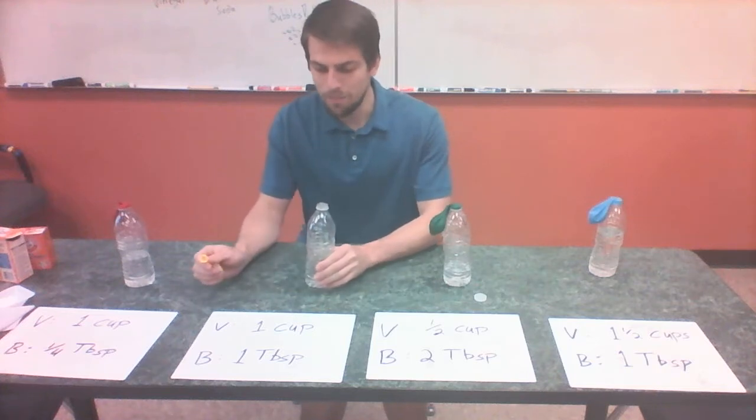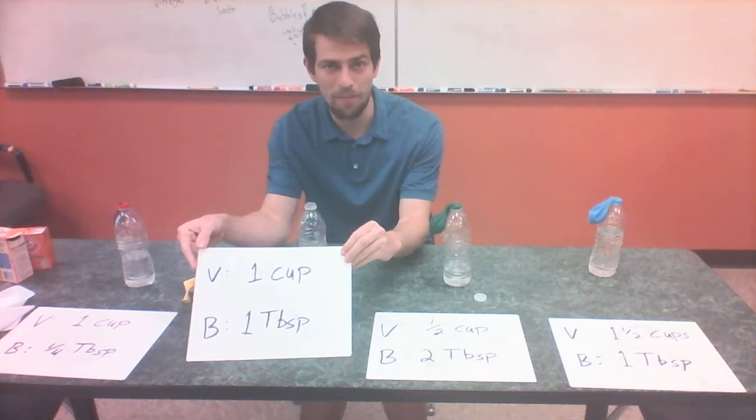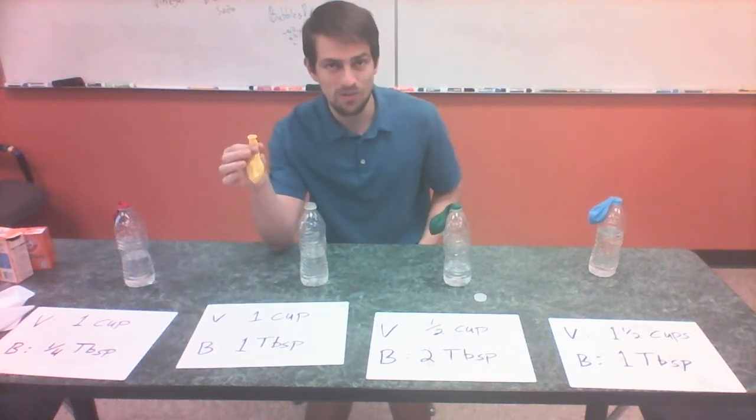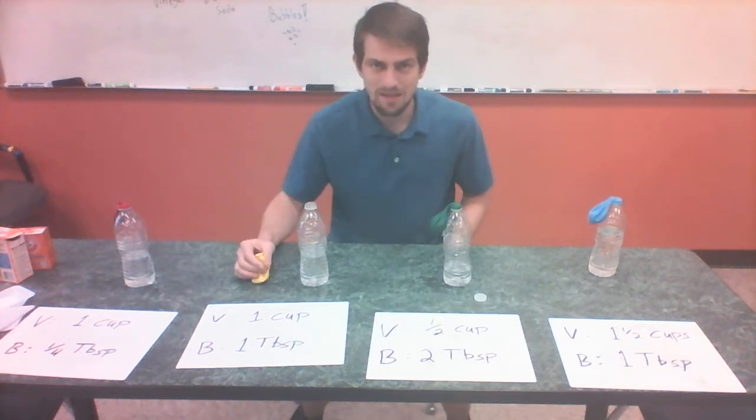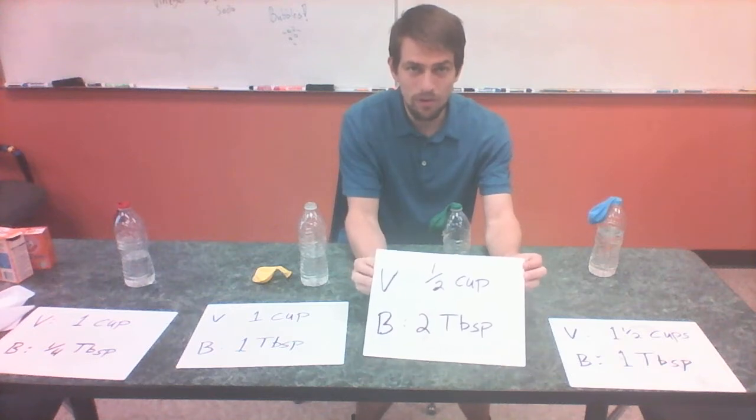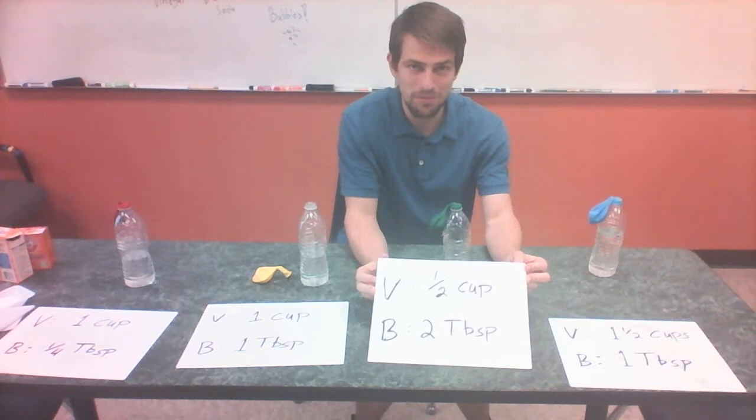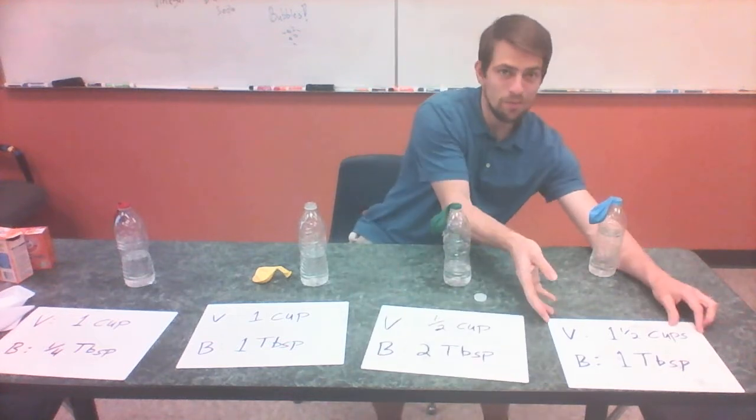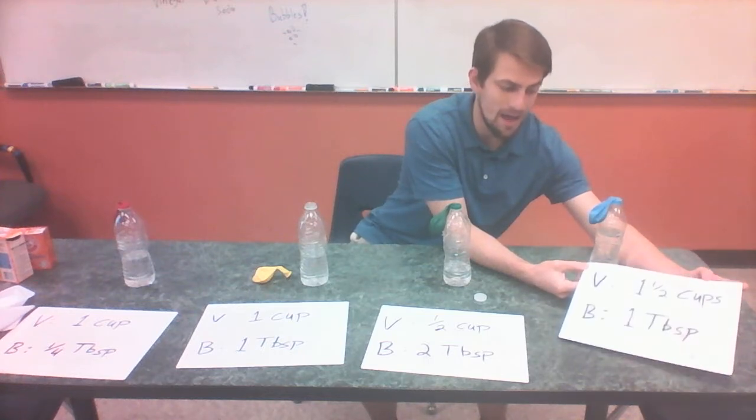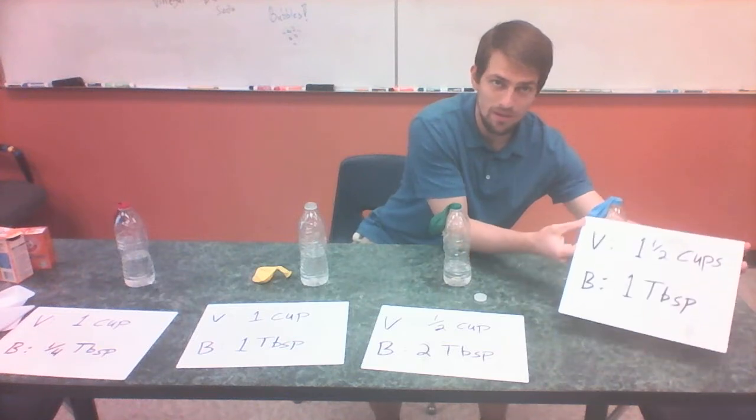In this second cup here, we're going to have 1 tablespoon of baking soda and 1 cup of vinegar. And I'm going to show you how to put the baking soda into a balloon here, because it's not as easy as you would think. And with a green balloon, we're going to have 1/2 of a cup of vinegar and 2 tablespoons of baking soda. And then with the blue balloon, we're going to have 1.5 cups of vinegar and 1 tablespoon of baking soda. Don't know if you guys can see it.